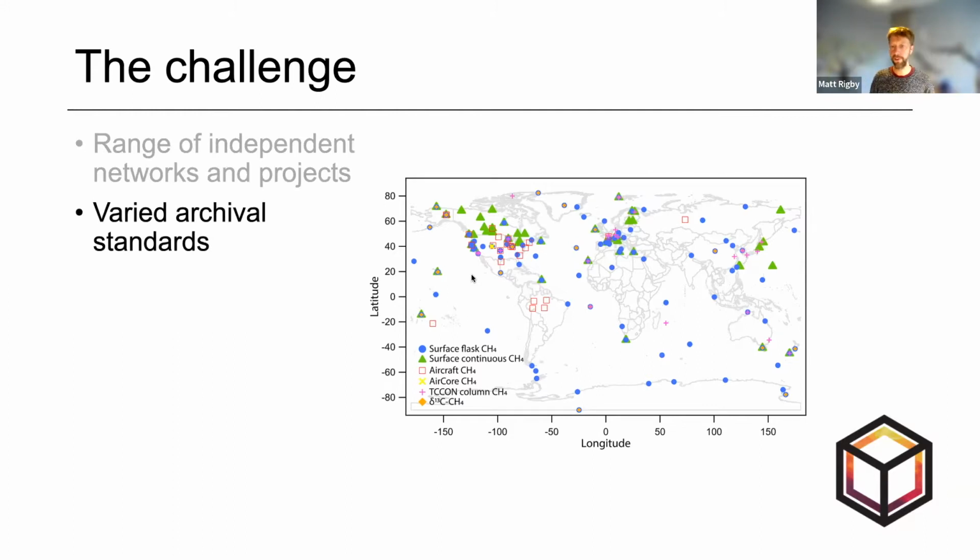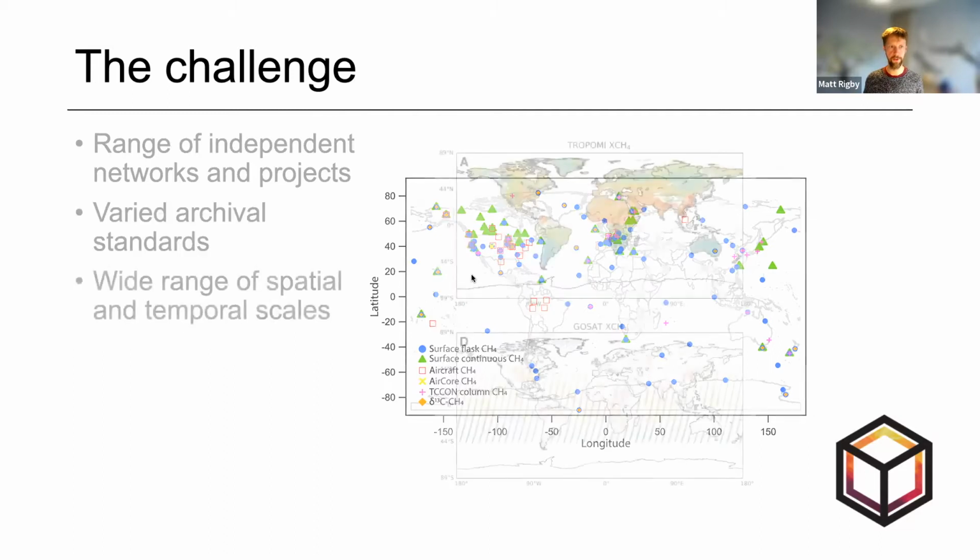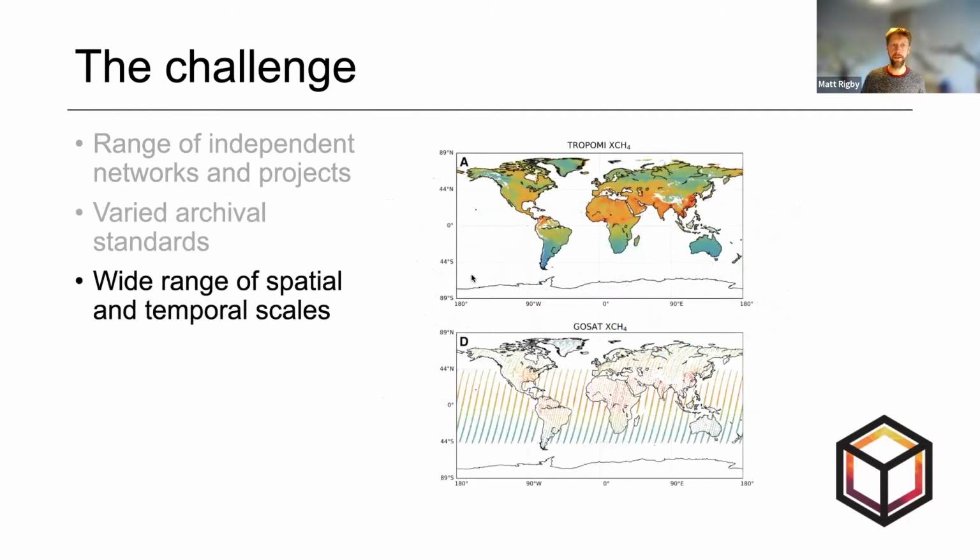But as a community, we haven't really come up with a single standard for reporting these data. We have varied archival standards from all over the world, different calibration scales, and it makes it quite difficult to work with these data sets in a harmonized way. So when people are publishing particular projects, they often tend to use one network or another, not potentially using as much data or information as they could do. The other problem we have is that these data span very different spatial scales.